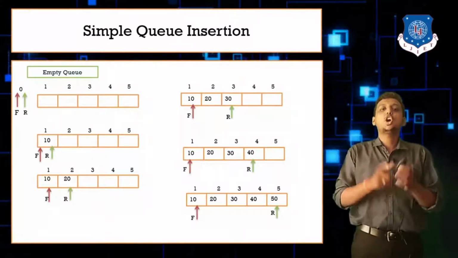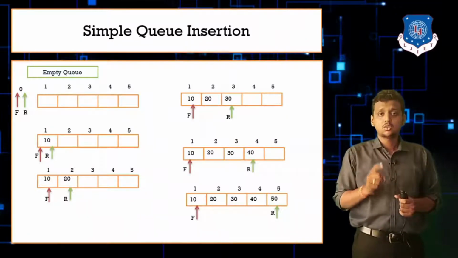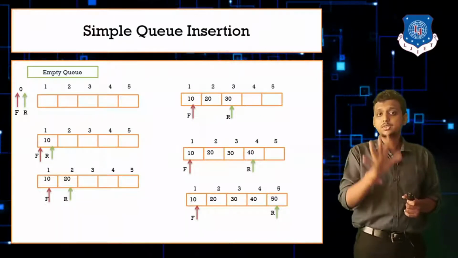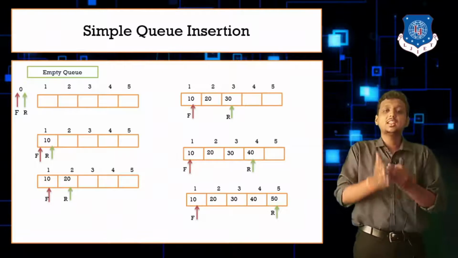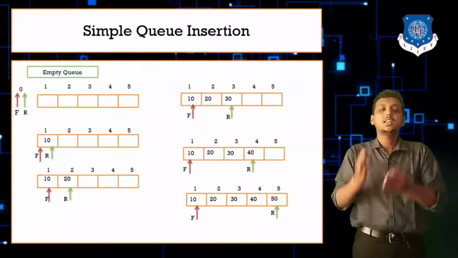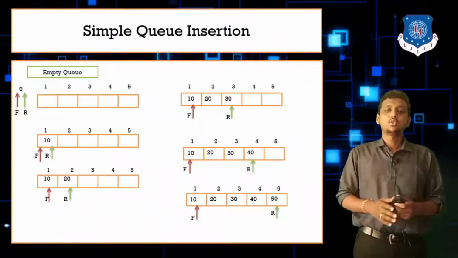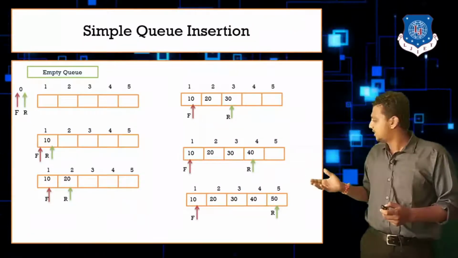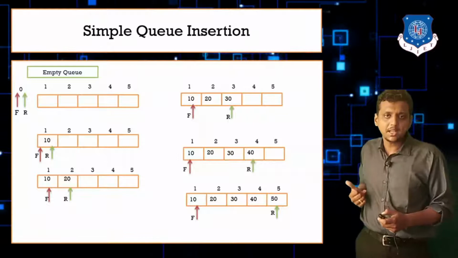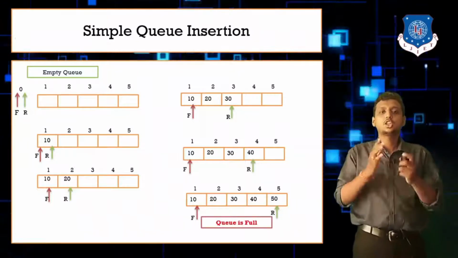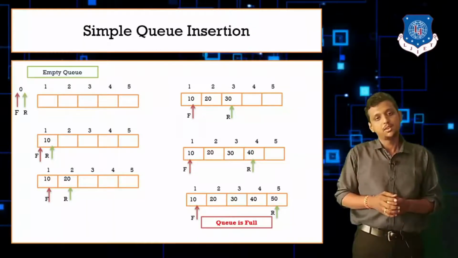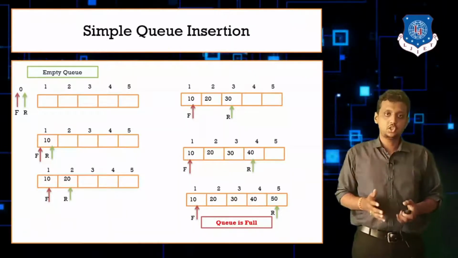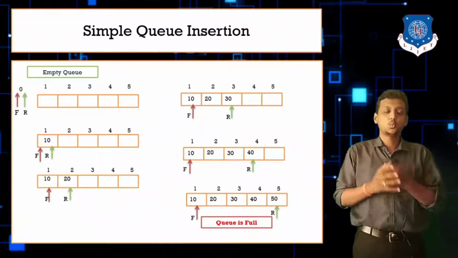Now, right now my rear pointer is at 50. So the value of the rear is 5. If I check whether my rear is greater than or equal to n, the condition becomes true. So after that, if I try to insert, does the queue allow me to insert any element? No. So it shows the queue is full. Fine. So this is how you can perform the insertion operation in a simple queue.